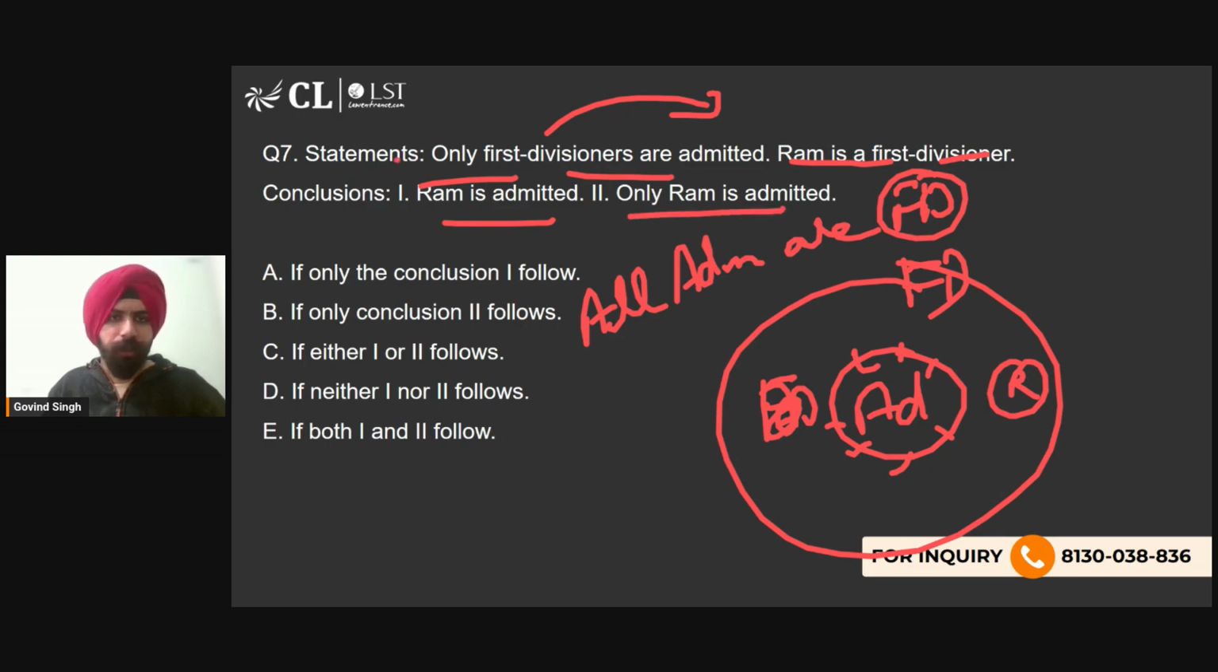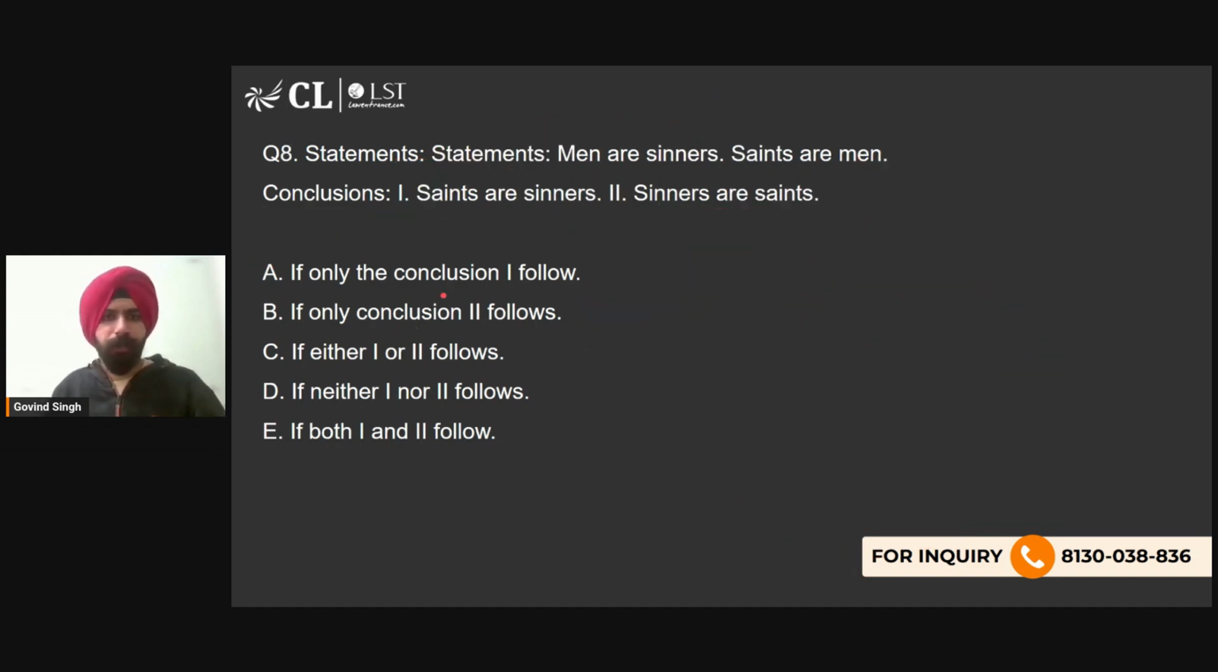Okay, let me check this again. Only first divisioners are admitted. We converted it to all admitted are first divisioners. Ram is a first divisioner, then we'll draw Ram inside. No, my bad. Ram is a first divisioner. So yeah, Ram is admitted is true. Only Ram is admitted, that we cannot say. So only the first one is going to be true, which means option number A. Okay, let's move to the next one.